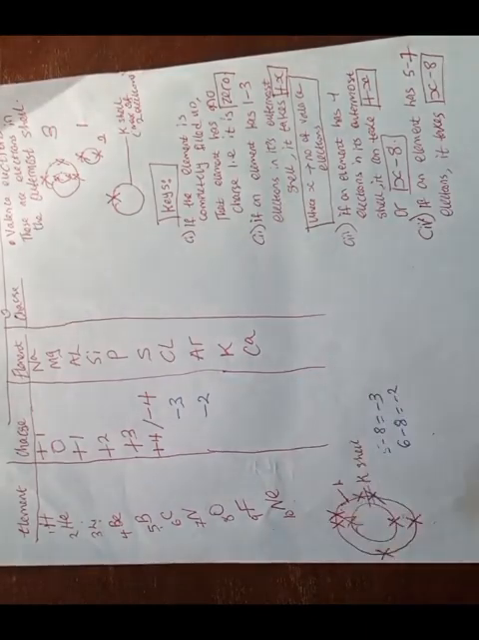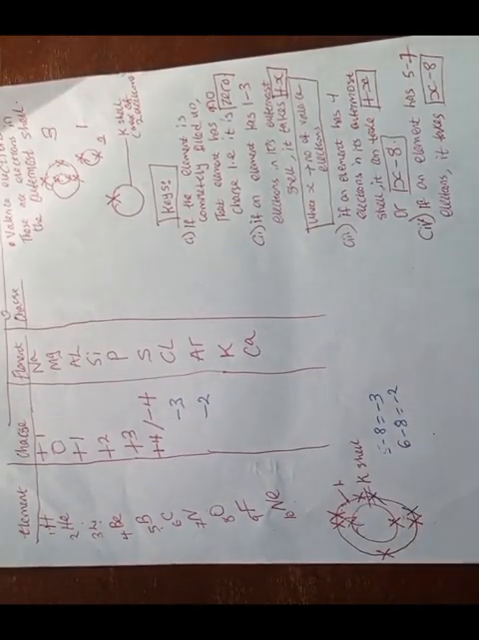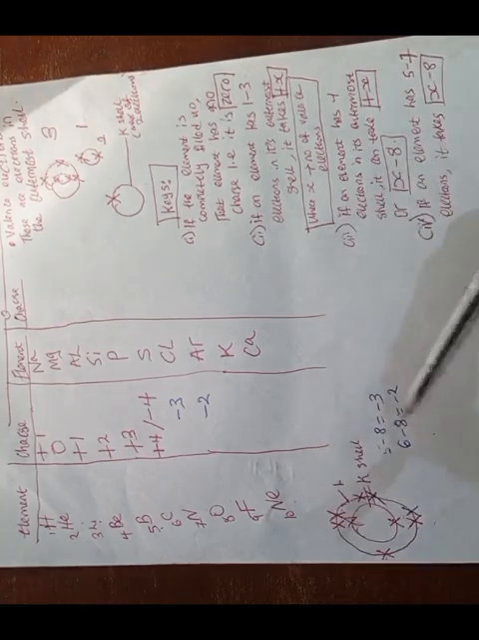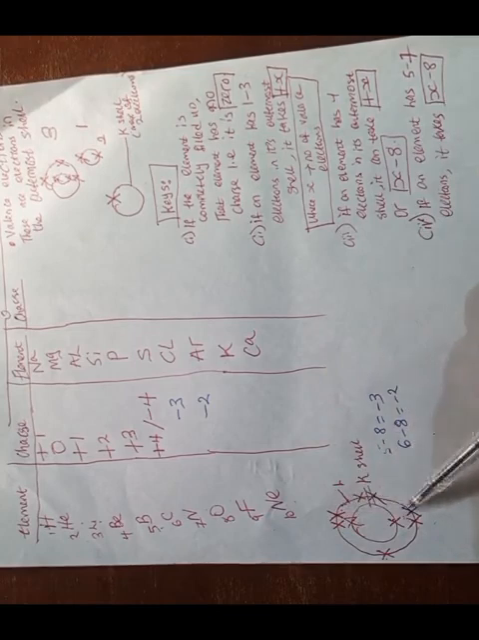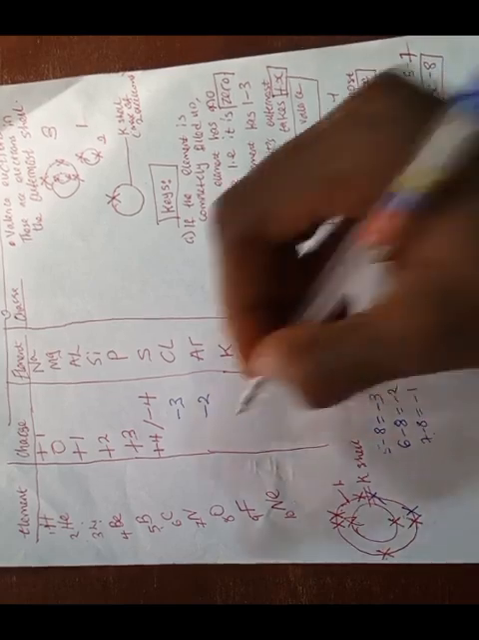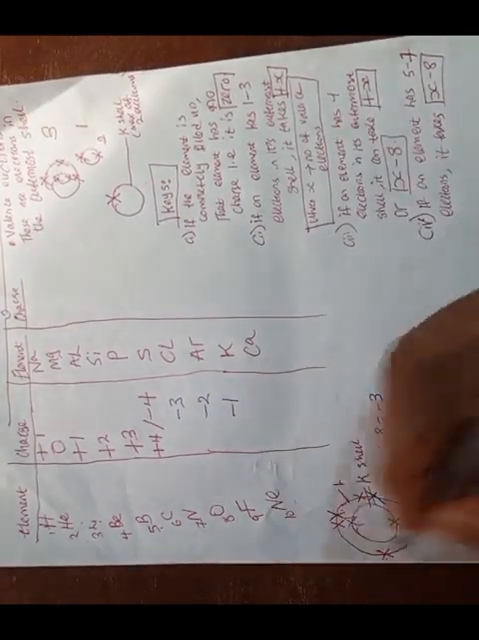Now let's do for fluorine. Fluorine, we take one more electron here. 1, 2, 3, 4, 5, 6, 7, 8, 9. That's why fluorine is 9. But how many valence electrons do we have? 1, 2, 3, 4, 5, 6, 7. That will be 7 minus 8, which is what? Minus 1.